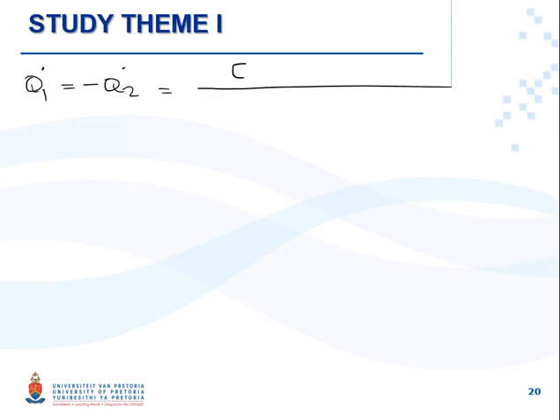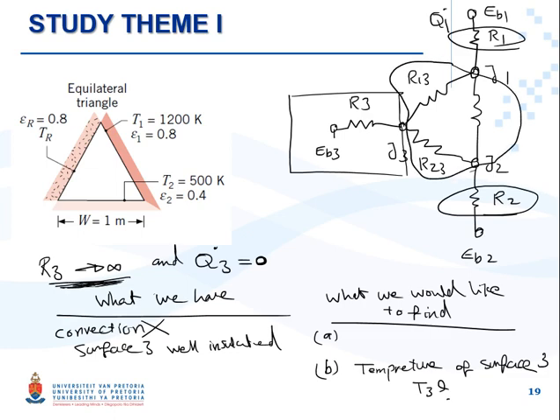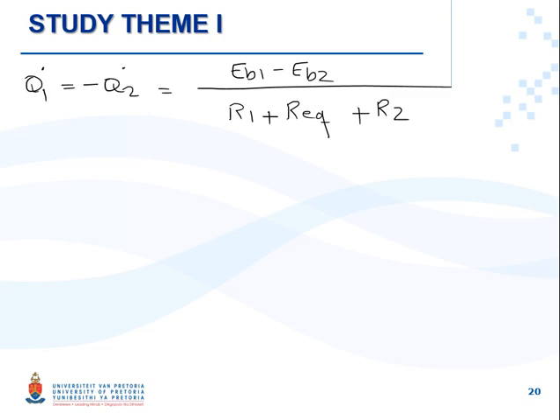It's EB1 minus EB2, over R1 plus R plus R2. Let's go back to this one. Set it. So R2, R1, and these three, call it R. Okay, so we will finally have this equation.